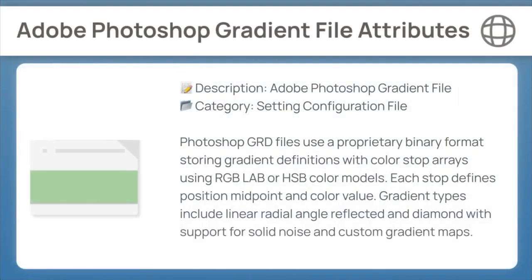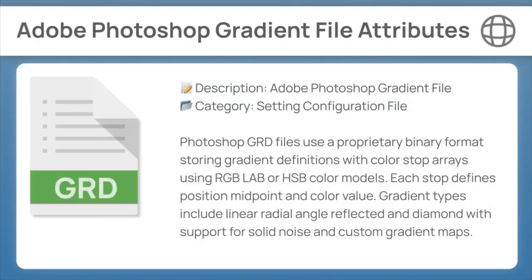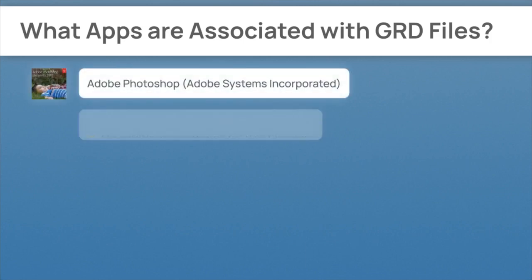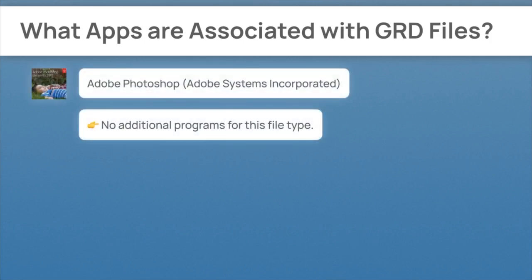Photoshop GRD files use a proprietary binary format, storing gradient definitions with color stop arrays using RGB, LAB, or HSB color models. Each stop defines position, midpoint, and color value. Gradient types include linear, radial, angle, reflected, and diamond, with support for solid, noise, and custom gradient maps. Generally, GRD files are associated with Adobe Photoshop, developed by Adobe Systems Incorporated.